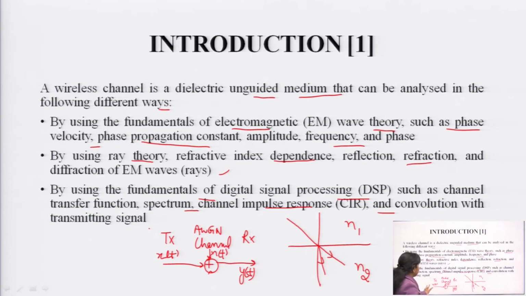By using this fundamental of digital signal processing, there will be a channel transfer function, a channel impulse response, and we are going to convolve the input signal with the channel. The only thing that is going to affect the signal at the channel is the noise.